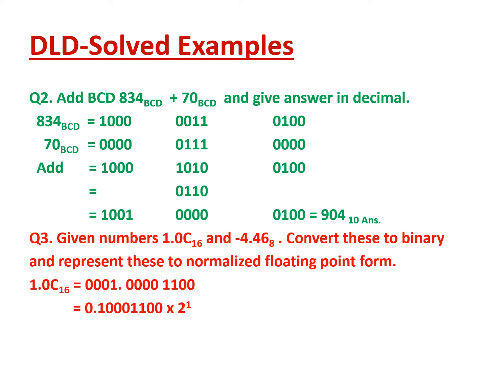001.0001100. Okay, we convert it to binary, and now we shift the binary point to the left by one position, and it comes out to be 0.10001100 multiplied by 2 raised to the power 1. So on the left-hand side is the mantissa, and on the right side is the exponent, and since we have shifted the binary point only 1 position, therefore 2 raised to the power 1.